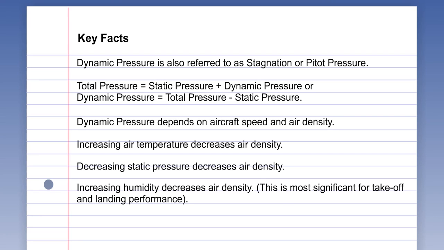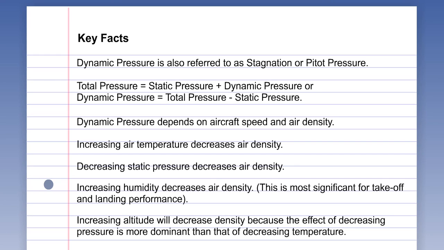Increasing humidity decreases air density. The reason for this is that water vapor is about 5/8 the density of dry air. Humidity is most significant for takeoff and landing performance, but is actually not factored when considering aircraft performance. Increasing altitude will decrease density because the effect of decreasing pressure is more dominant than that of decreasing temperature.